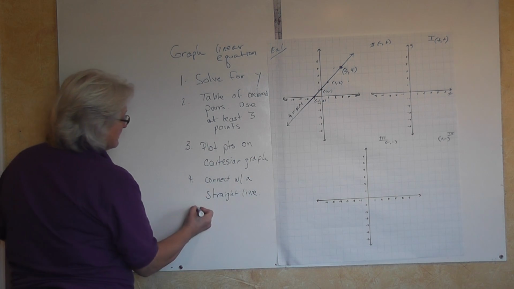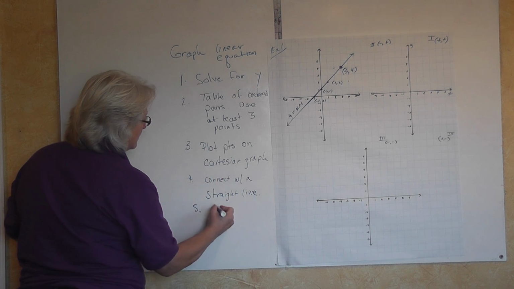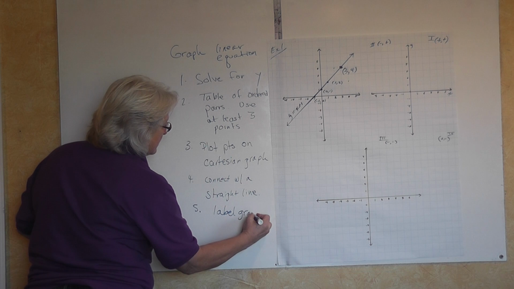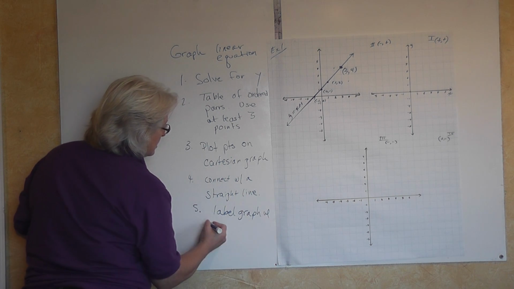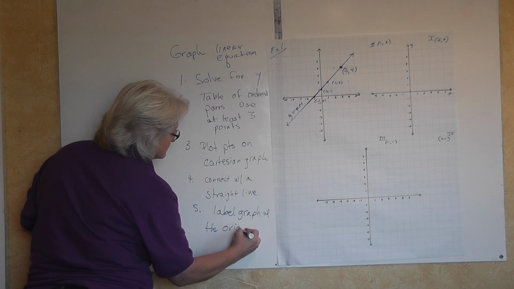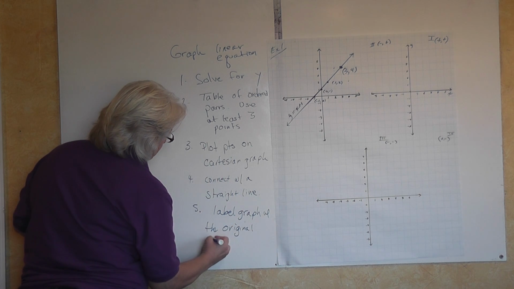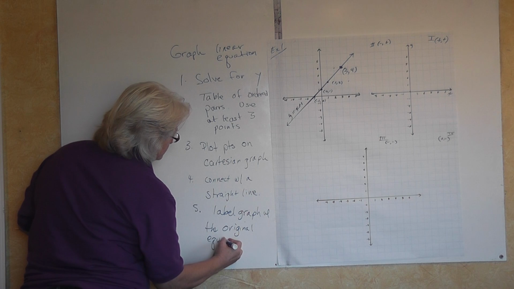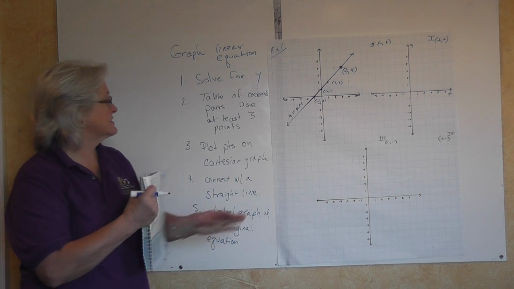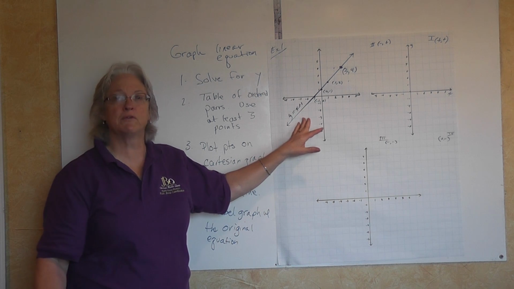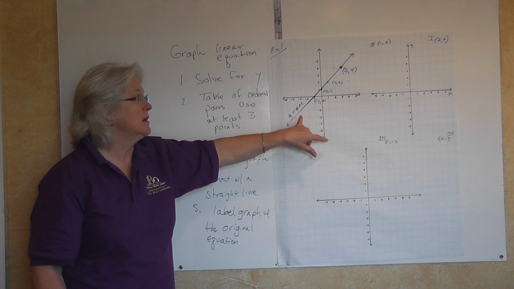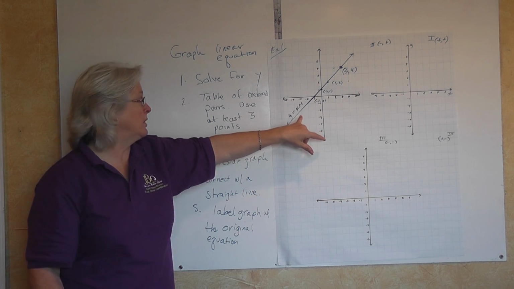And finally, once you've connected them with a straight line, you label the line with the original form of the equation. In our case, with our first example here, our original form of the equation, we didn't have to manipulate it because it was already solved for y. We said y was equal to x plus 1.